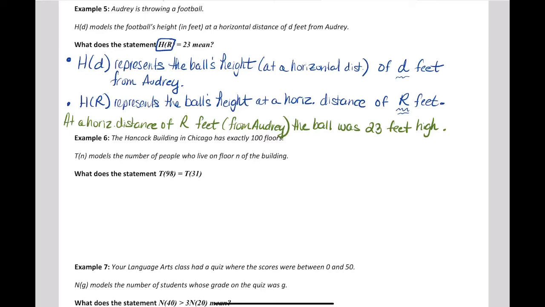So a horizontal distance right here of R feet from Audrey. Let's put this into a summary. At a horizontal distance of R feet from Audrey, the ball was a total of 23 feet high up in the air. That's where it was. It's got a couple different elements to it. Even though Audrey's right here, and here's the path of the ball, that represents the height, but that does not equal the distance the ball is from Audrey. So that's what's going on with that function.